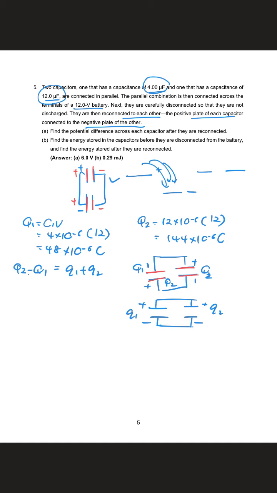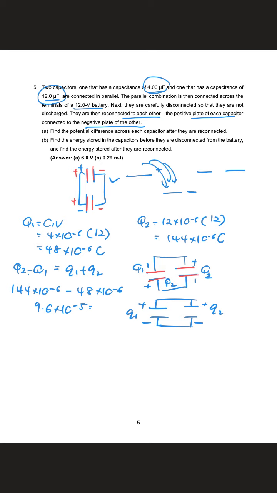Okay, so we need to find the net charge, which is 144 × 10^-6 minus 48 × 10^-6. Therefore, we are going to get 9.6 × 10^-5. Okay, so you use the concept of Q equals CV to find the potential difference.